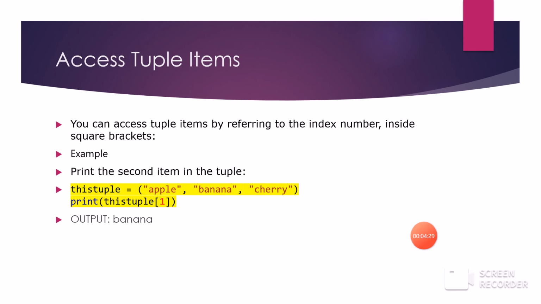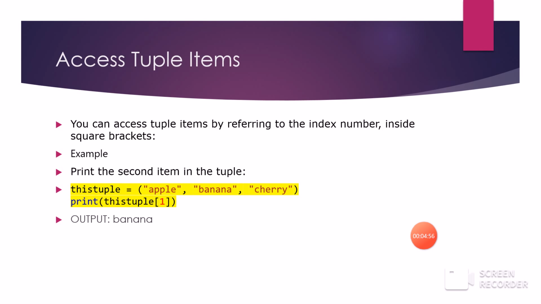Next, access tuple items. To access the tuple items, you can refer to them by using the index number inside square brackets. For example, print the second item in the tuple. In this tuple, we give apple, banana, cherry, and we print this tuple with the index number 1. Index number 1, because we remember that in tuples the index number starts from 0.